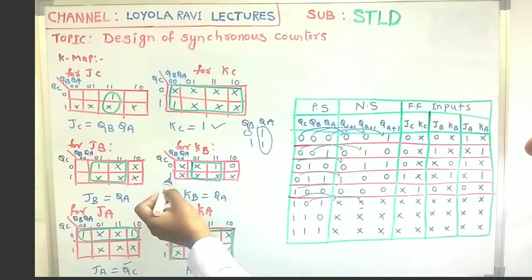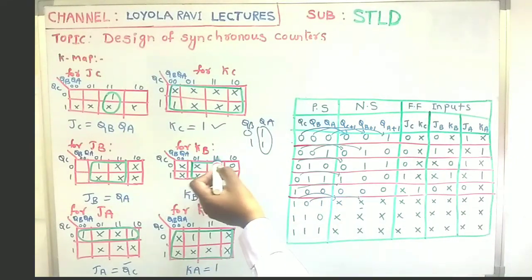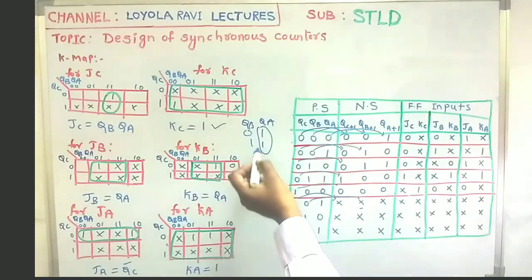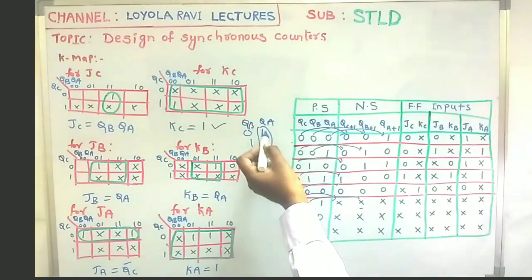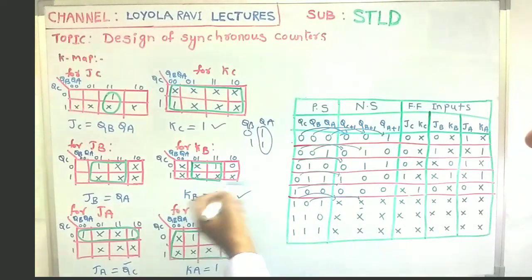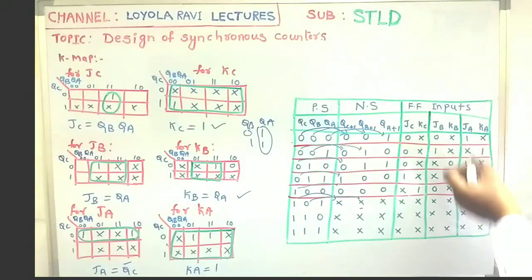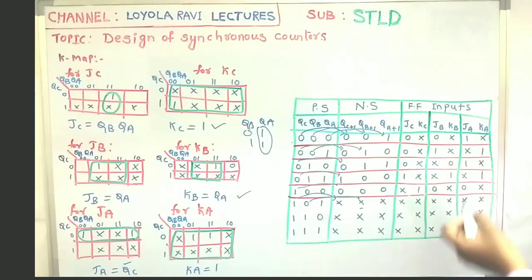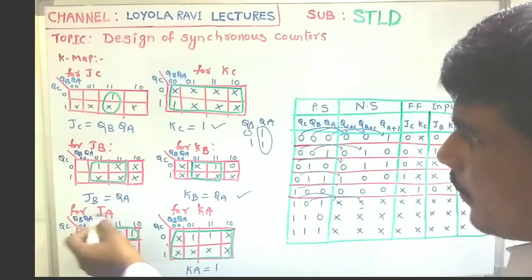Then again horizontally there is no common terms. Vertically 0, 1 and 1, 1. Again the same as the previous one, JB: Q 0, 1 is QB and QA is 1, 1. QA is common. Then KB is also QA. So JB is QA and KB is also QA. Then go for the last one, JA and KA.